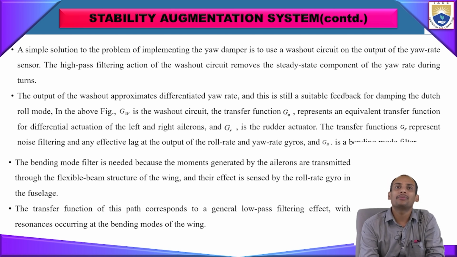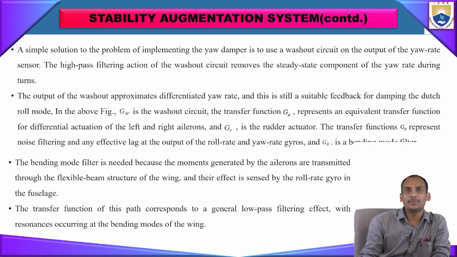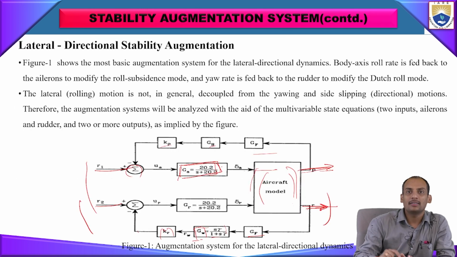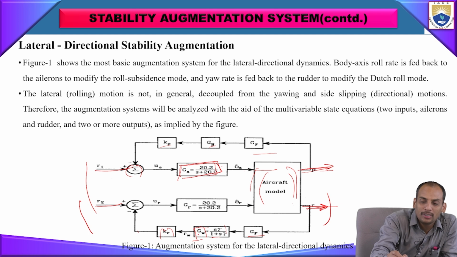So the output of the washout approximates a differentiation. It has differentiated the yaw rate. So this is still suitable for feedback for damping of the natural mode. In the previous figure, if you see, the GW is the washout circuit. So here you see this GW is there now. So this is called the washout circuit.